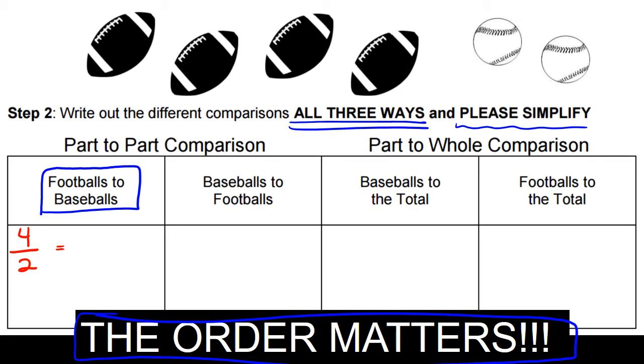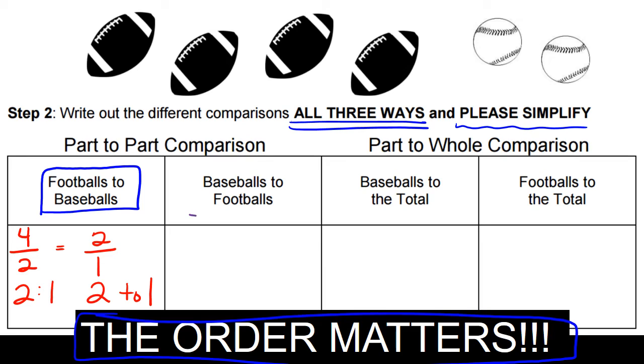So when I simplify this, it simplifies to 2 over 1. So I wrote this ratio now in fraction form. I can also use the colon, so it's 2 colon 1. And then I can also write this using the word "to", so I'm going to write this as 2 to 1.